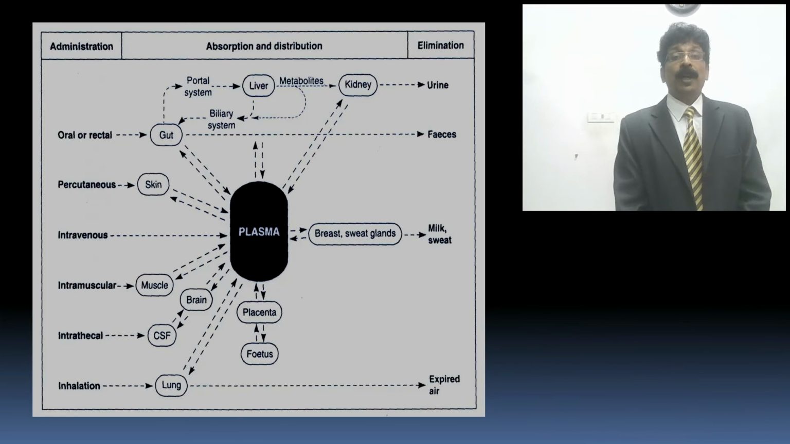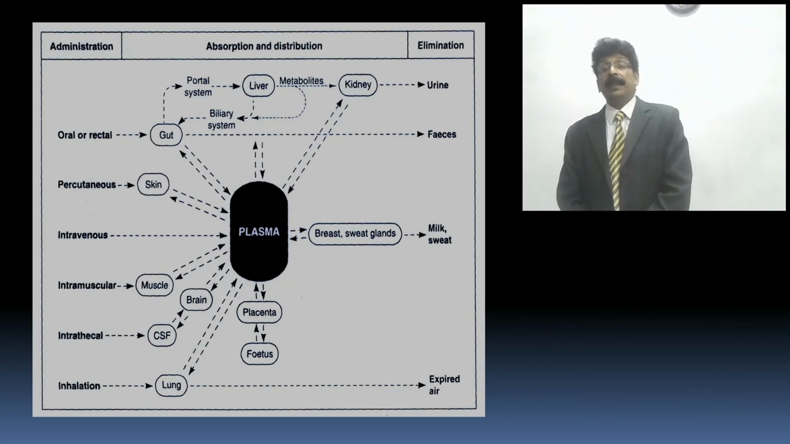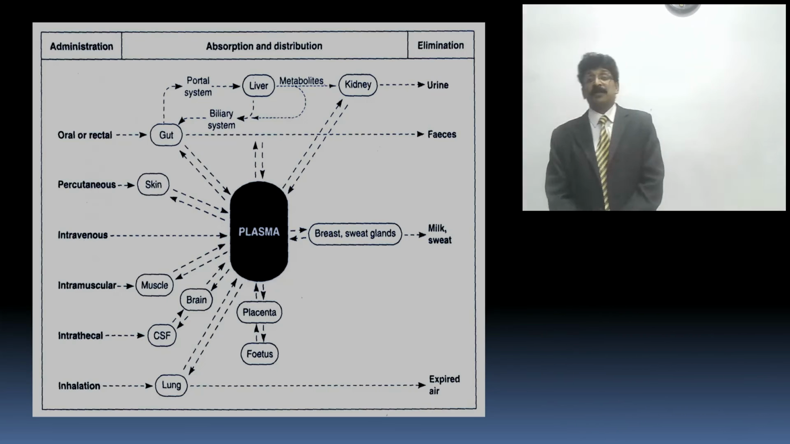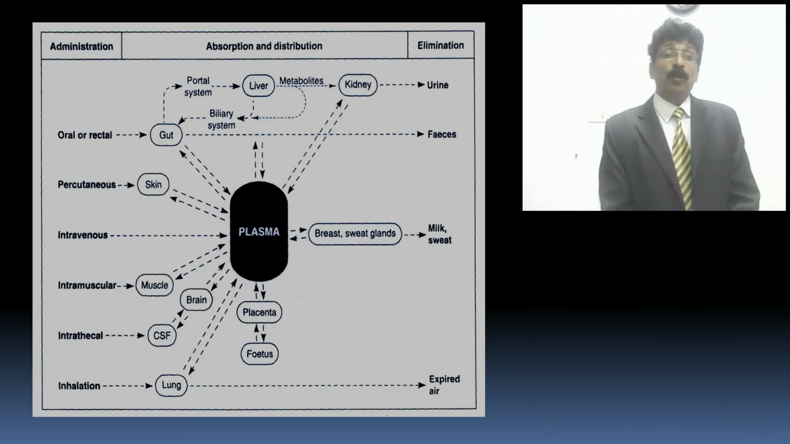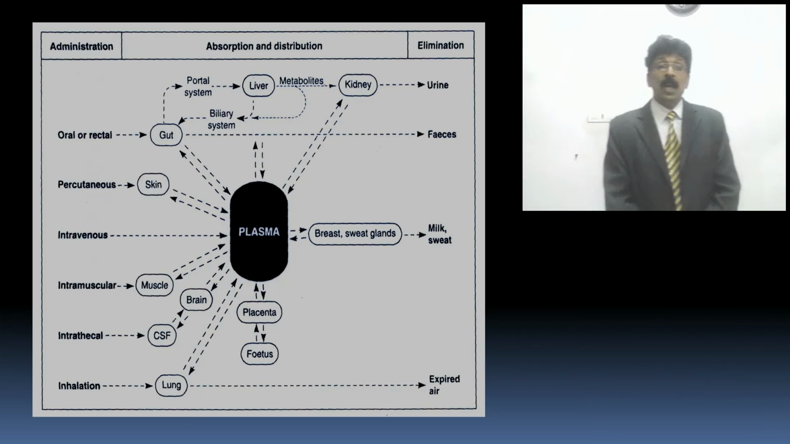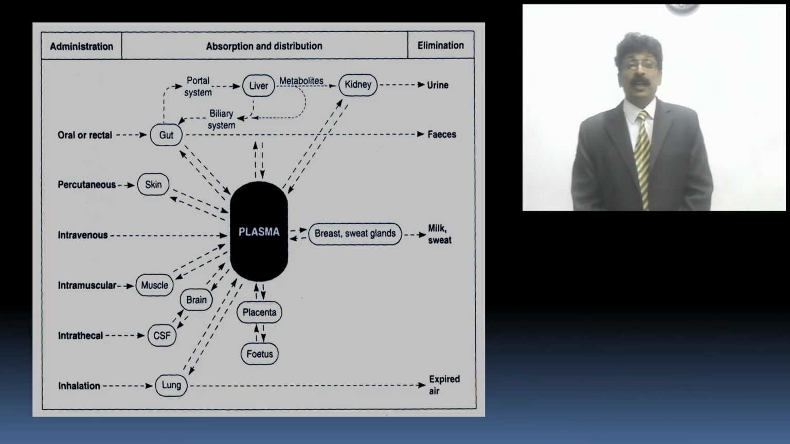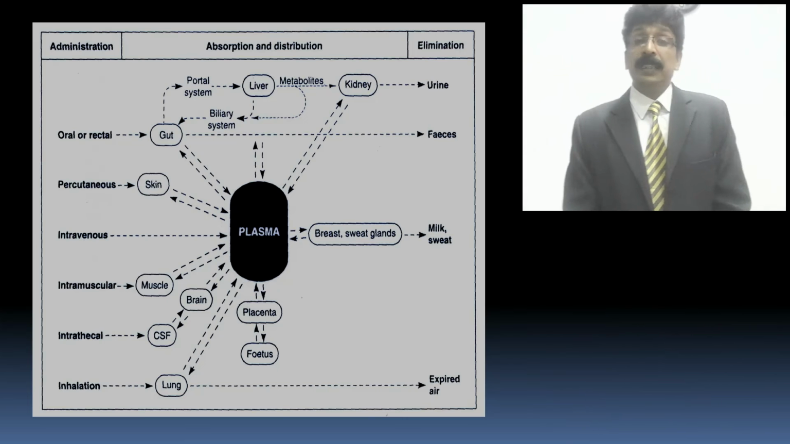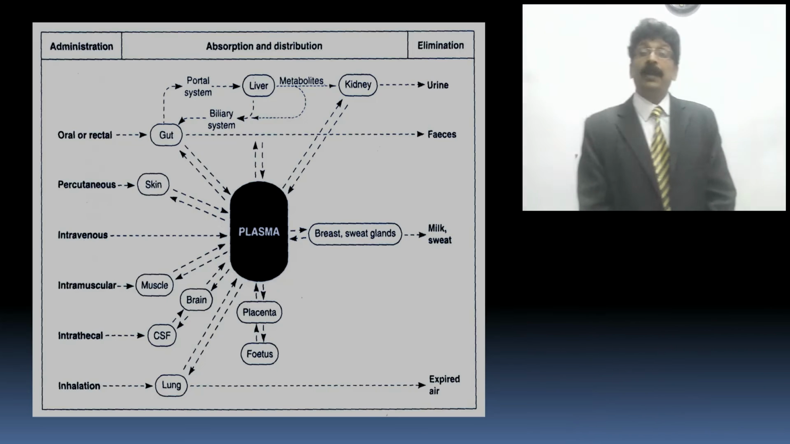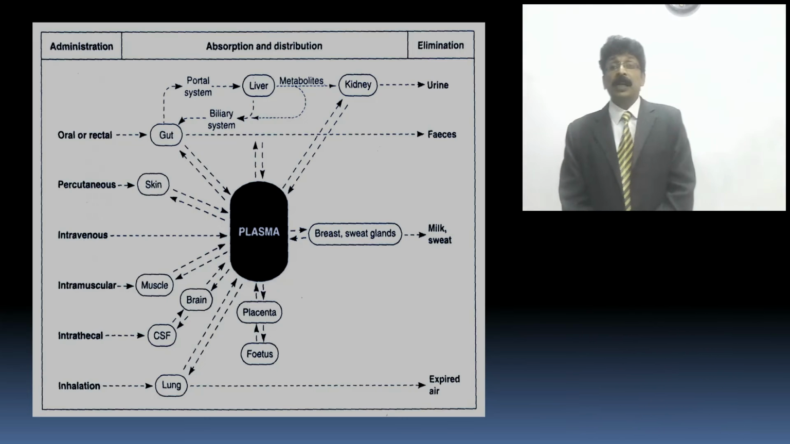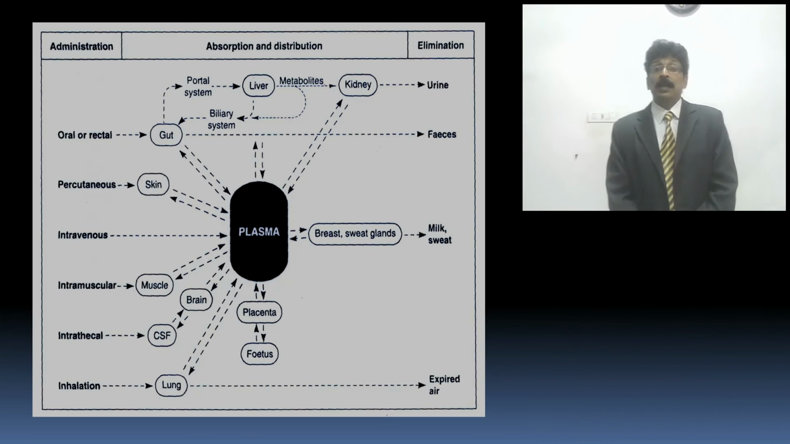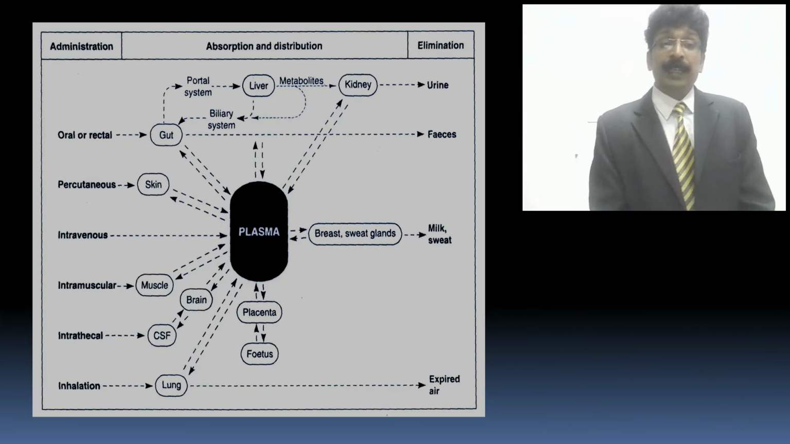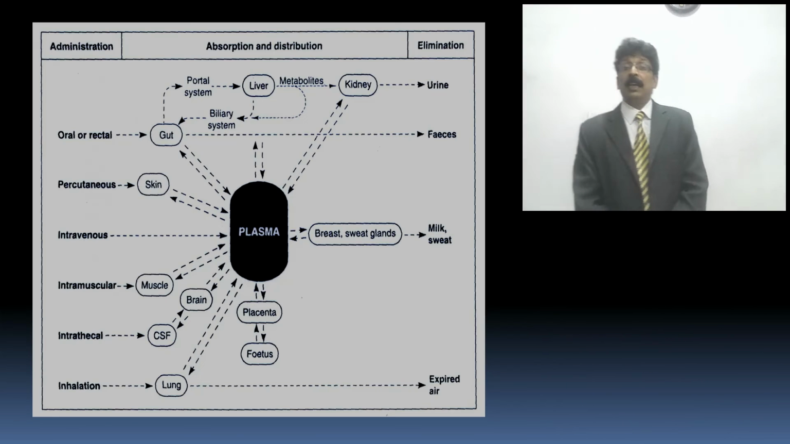So everywhere the plasma is the center point where the distribution of the drug has to be taken after the absorption. And it can even undergo the first pass effect when it is in the oral route. But when you go for any cutaneous, percutaneous or subcutaneous, or even intravenous, intramuscular or intrathecal route, all of them enter into the plasma. Intrathecal goes to the brain. Then it can enter the breast by the milk or the sweat glands. It can also be excreted through milk and sweat, and it can even be transferred to the placenta and also the fetus.